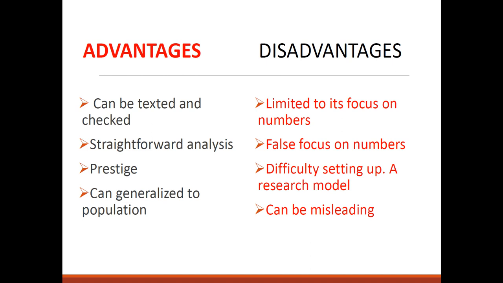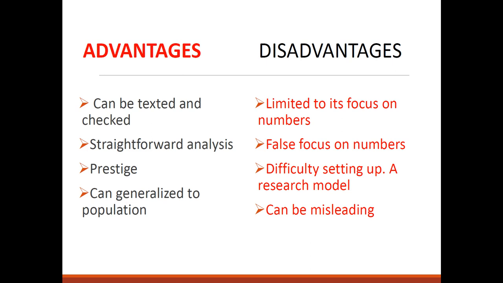So everything you change to numbers. Some things that you cannot change to numbers, you change to numbers anyway. But that's what you do when you do quantitative. So this is where you have the loopholes. Because everything is turned into numbers, and sometimes the numbers might not be accurate. Okay, false focus. Difficulty setting up a research model. As you know, it is very difficult to set up.